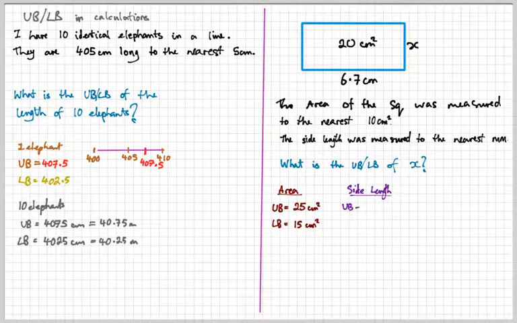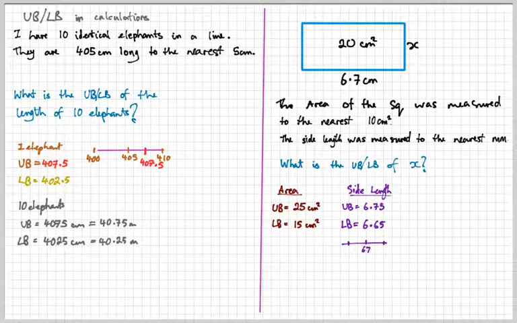The side length, well, it's to the nearest millimetre. The upper bound would be 6.75 centimetres, and the lower bound would be 6.65 centimetres. Here, if we're going up in millimetres, 6.7 centimetres would be here, going up by 1 millimetre would be 6.8, and down by a millimetre would be 6.6. So the upper bound would be halfway between 6.7 and 6.8, which is 6.75, and the lower bound would be at 6.65.